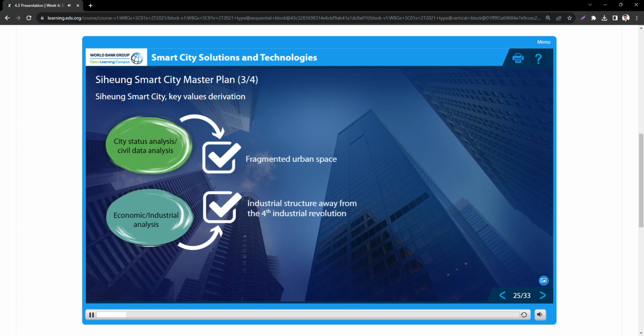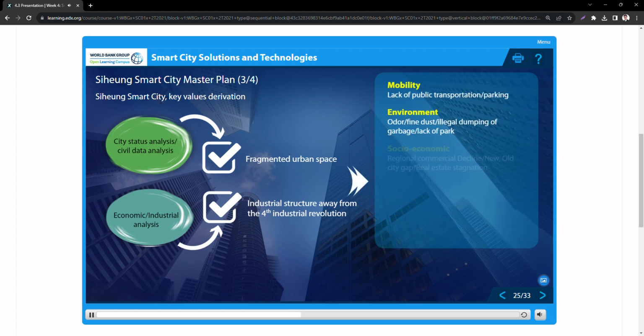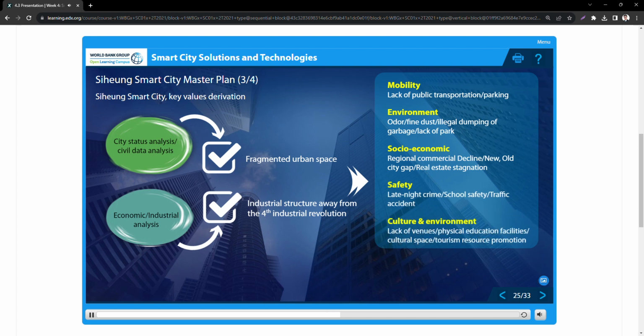City analysis showed that Seiyun was confronting several urban issues, such as fragmented urban spaces and the presence of an industrial structure which is away from the Fourth Industrial Revolution. Through various city analysis, it was found that Seiyun had problems relating to mobility, environment, socioeconomic, safety, culture, and environment.